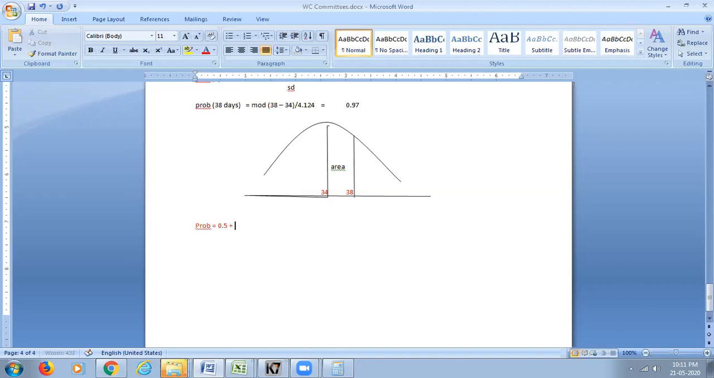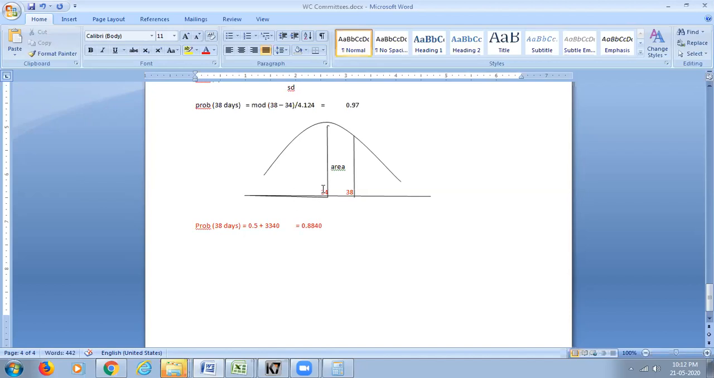You are going to move further. When you move further, the probability of completing it gets extended. So for 0.97, it is 0.3340, which means the probability to complete in 38 days is going to be 0.8840.